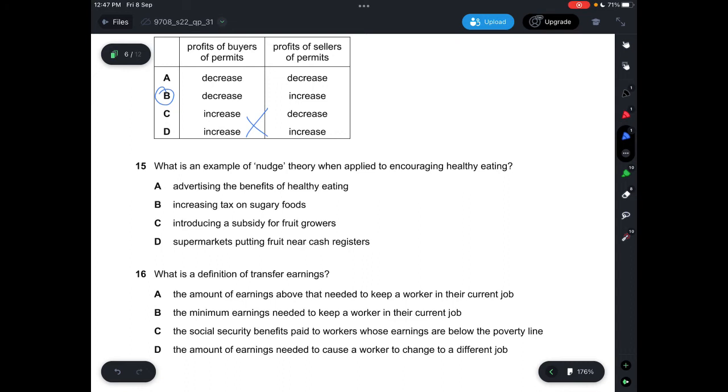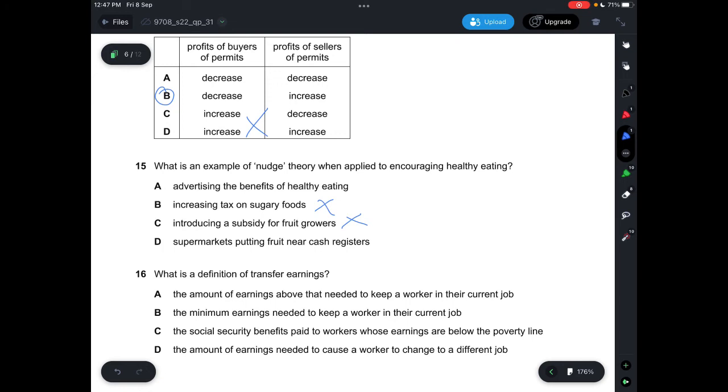Increasing tax on sugary foods. If, let's say, the demand for sugary foods is inelastic, then even if you increase tax, people will still buy it. So not exactly correct. It will only work to a certain extent. C, introducing a subsidy for fruit growers, which is not Nudge theory. It's technically direct provision of goods and services. You could see B itself is like taxes and subsidies. This one is not part of Nudge theory.